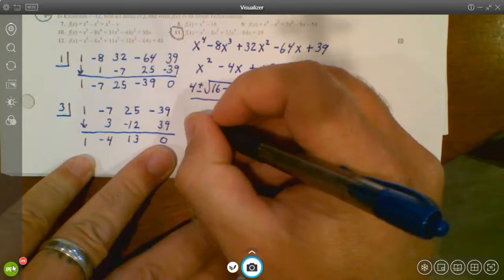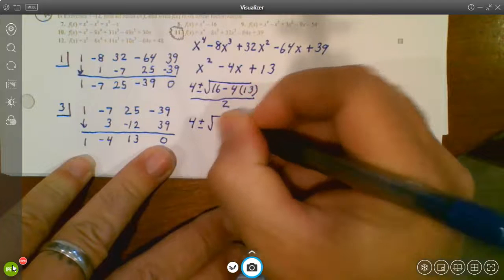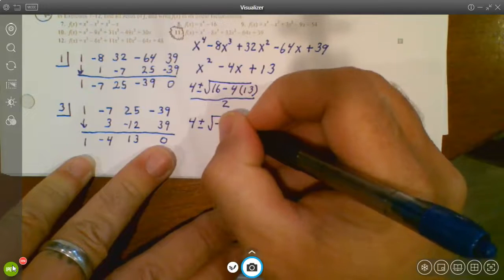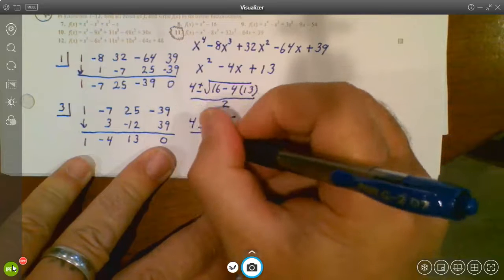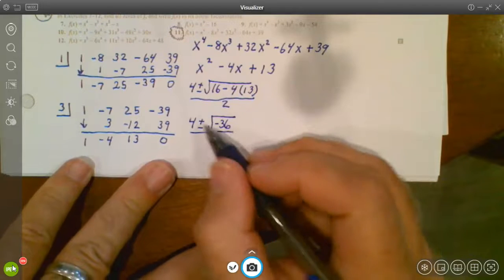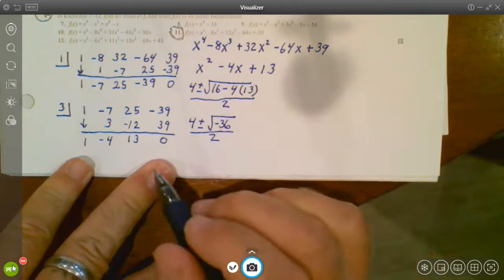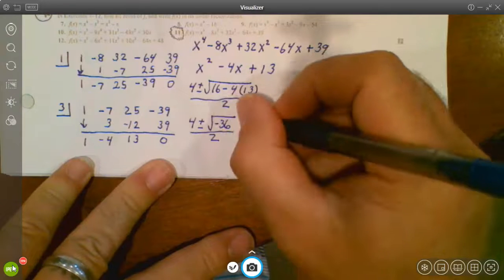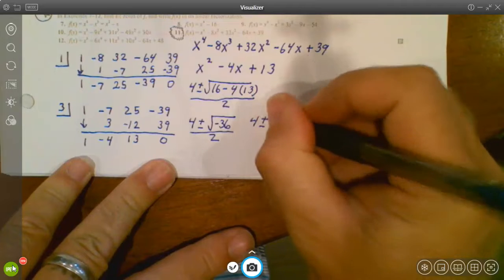And we knew that would happen. We knew there'd be a negative under here because it's imaginary numbers. If I would have come up with a positive, I would have wondered what was going on here. That wouldn't have made sense. Okay, so we're going to simplify our radical. We know the square root of 36 is 6. Because it's negative, we have to say 6i. So 4 plus or minus 6i all over 2.